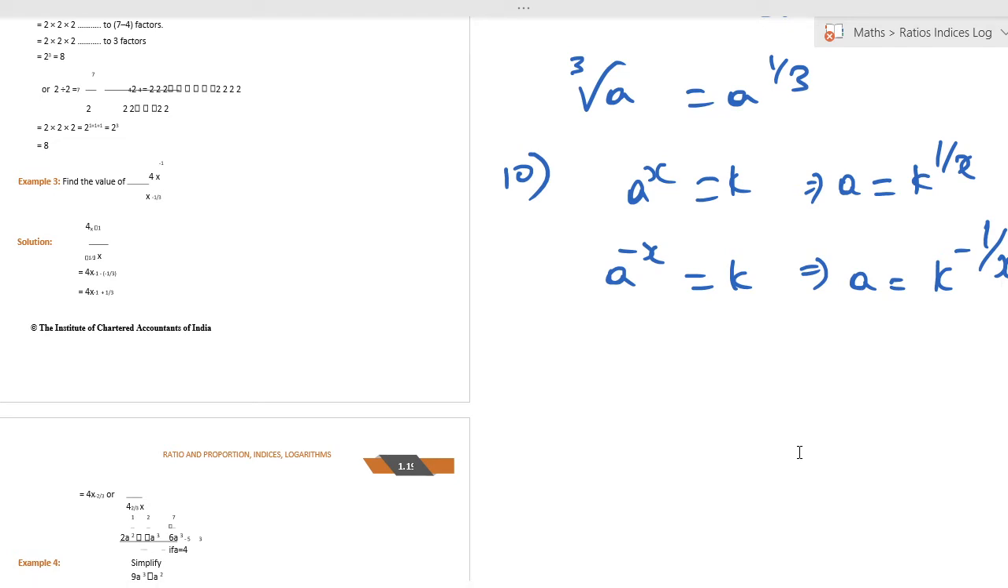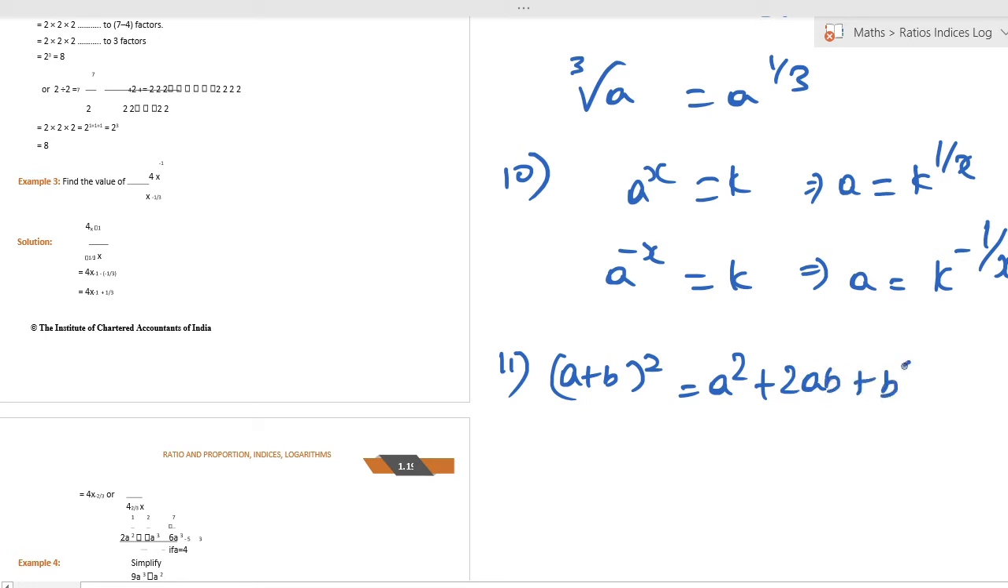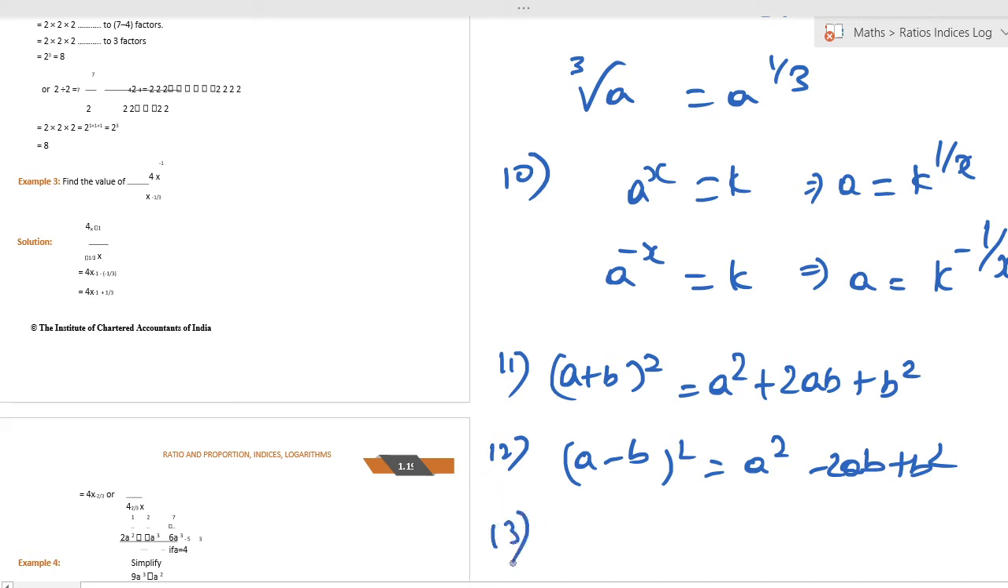Also, you need to learn some formulas in algebra. Okay, they are the following formulas: a plus b whole square. You know this very well. A square plus 2ab plus b square. 12th one, a minus b whole square is a square minus 2ab plus b square. 13th one, a plus b into a minus b, that will be a square minus b square.